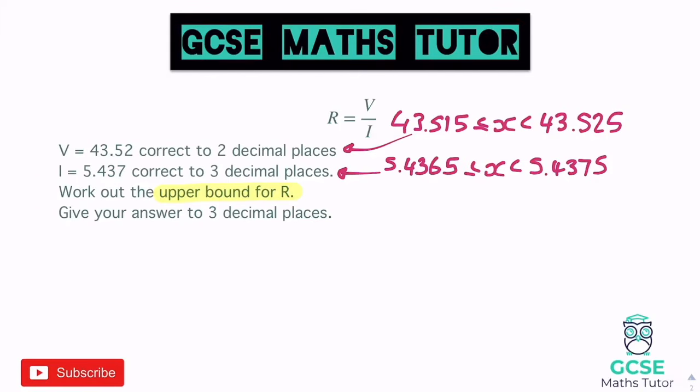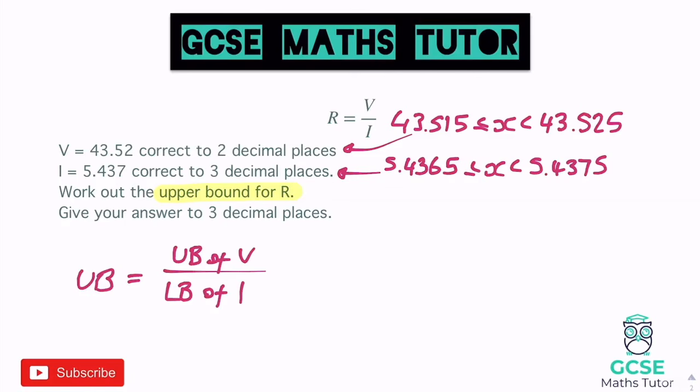Now this time it wants us to get the upper bound. So thinking about the logic from last time, in order to get the biggest possible answer, we want the biggest number on top. So we're going to want the upper bound of V on the top, the biggest number on top. And on the bottom, we want to divide by the smallest possible number. So the lower bound of I.